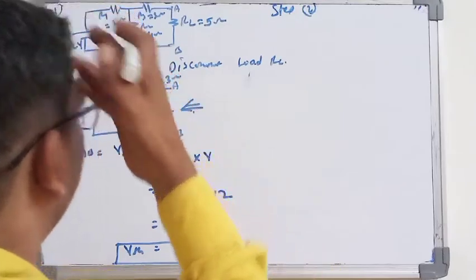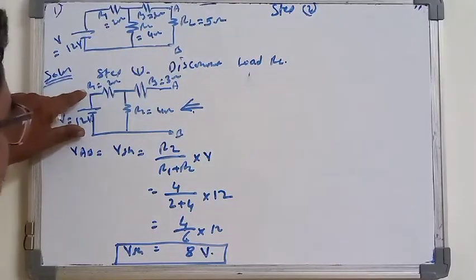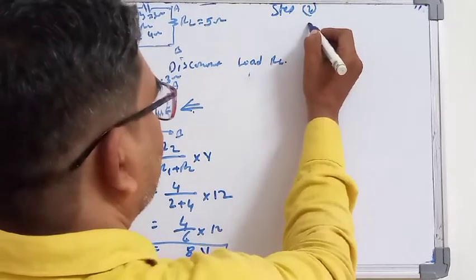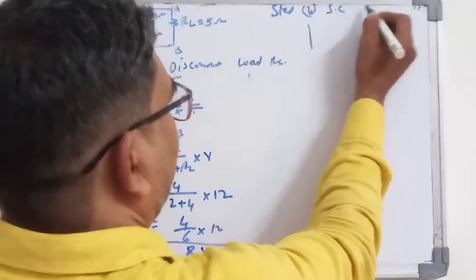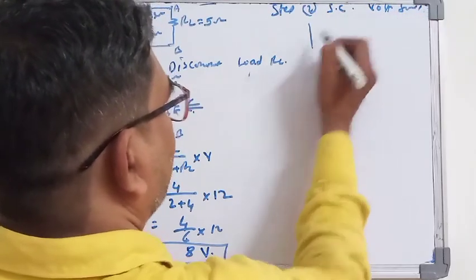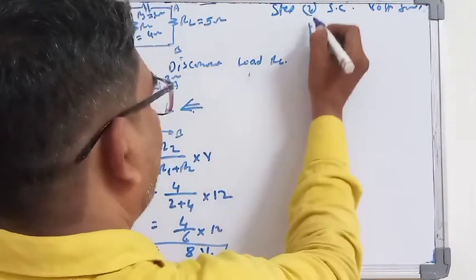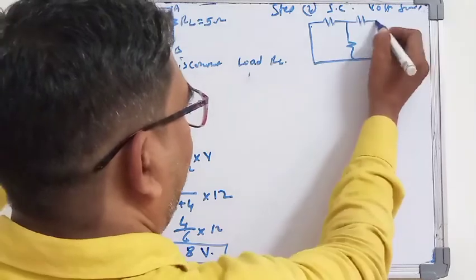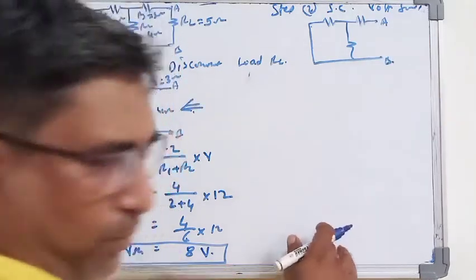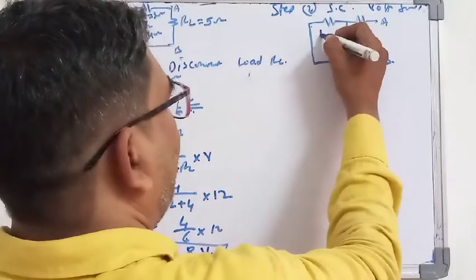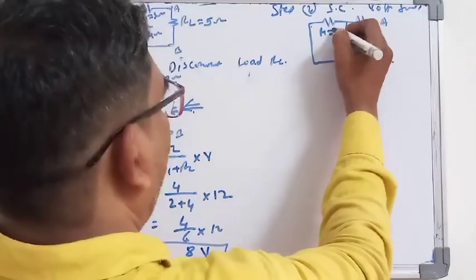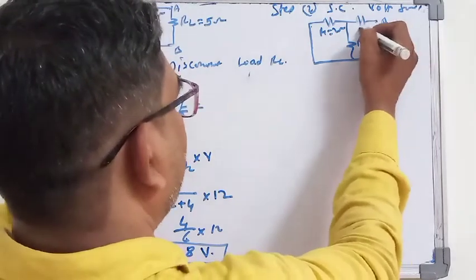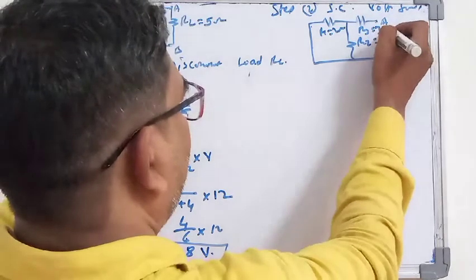Then the step number second. What will be step number second? Short circuit the voltage source. We have short circuited the source like this. Only the resistances are present and the terminals A and B are kept open. So here R1 is 2 ohms, R2 is 4 ohms, R3 is 3 ohms.